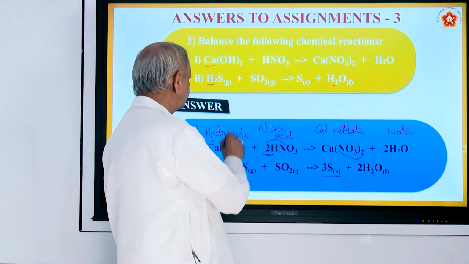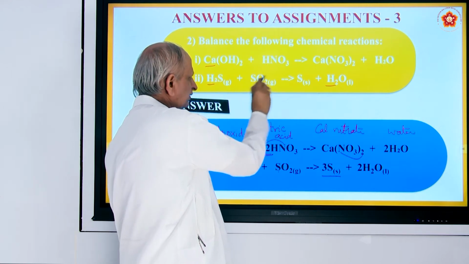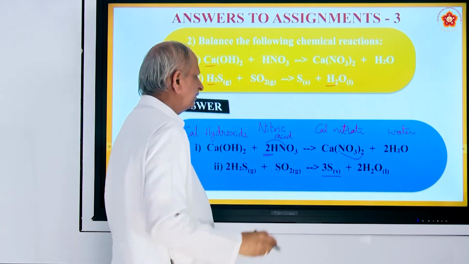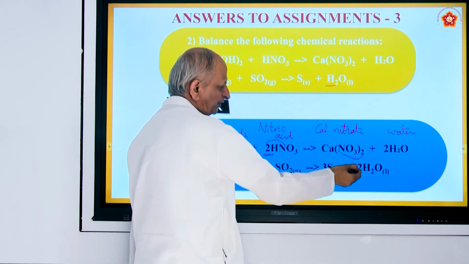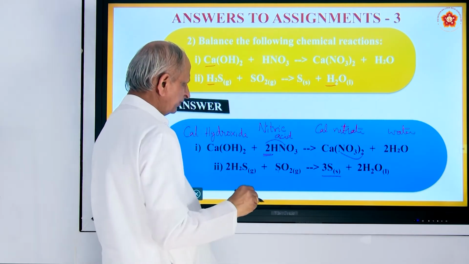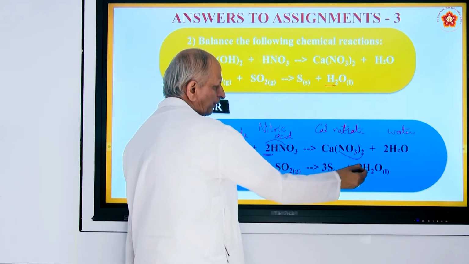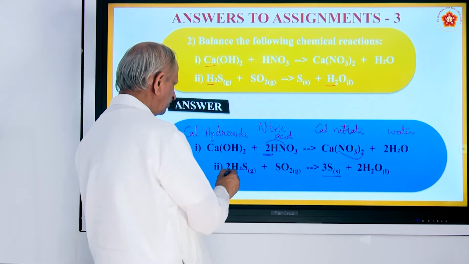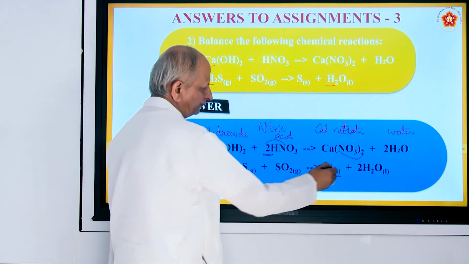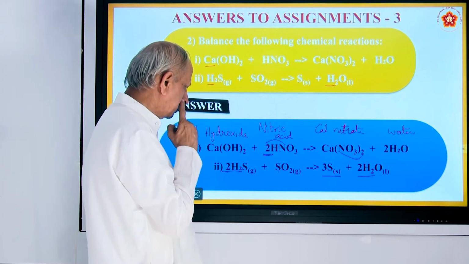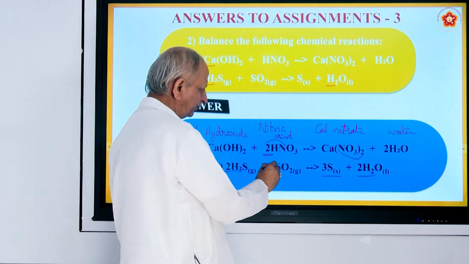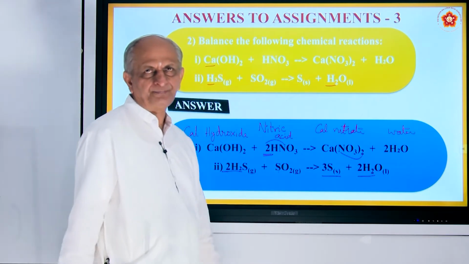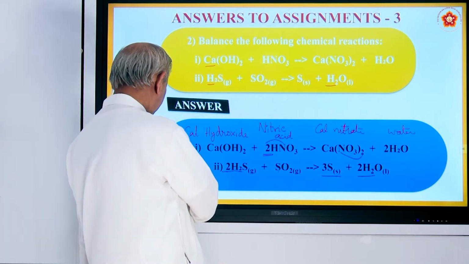I am coming to H. Here there is 2H. Here there is 2H. But O is 2 here, O is 1 here. To balance this O, multiply by 2. Now, in this process, what happens to H? H becomes 4. So, to balance that, you have to write 2 here. Now, see, how many H here? 4H. How many H here? 4H. How many S? 2S plus 1, 3S. O, 2, 2O. Okay. Now the equation is balanced.